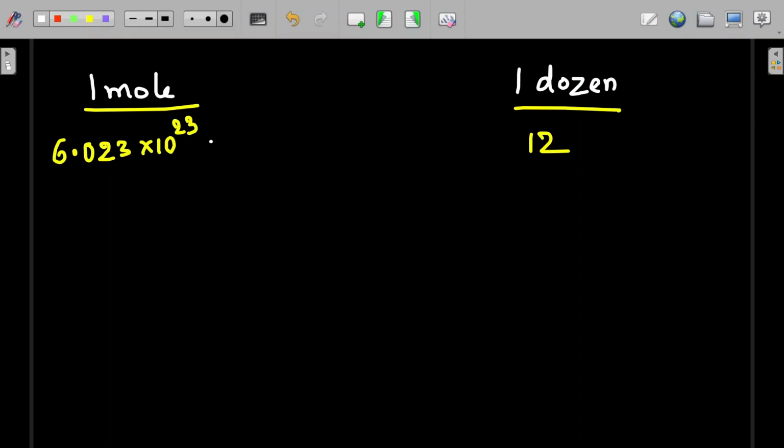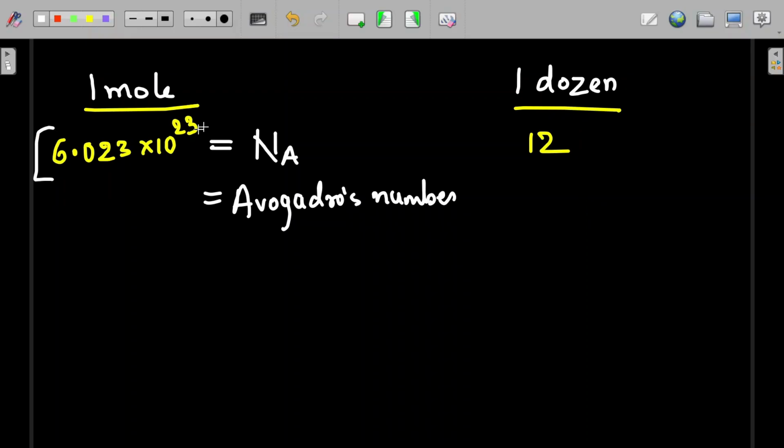This number we represent by the notation Na. We call it Avogadro's number. Do not confuse this with Avogadro's law. Avogadro's law is only for gases. The first part we learned, Gay-Lussac's law and Avogadro's law, is done. What we are learning now is the second part, the mole concept. Instead of writing the full number every time, I will now onwards take Na. So it is understood that Na is nothing but 6.023 into 10 to the power of 23.